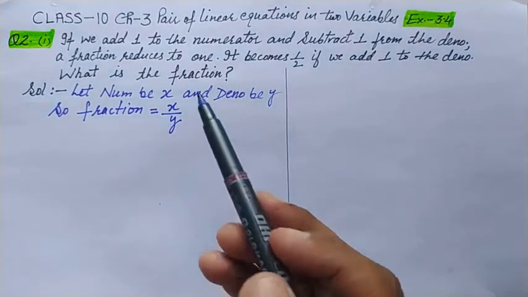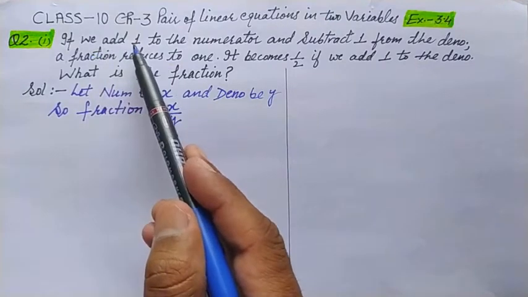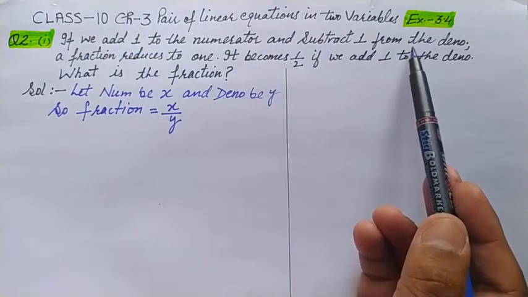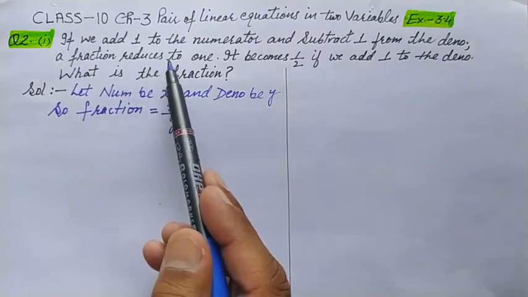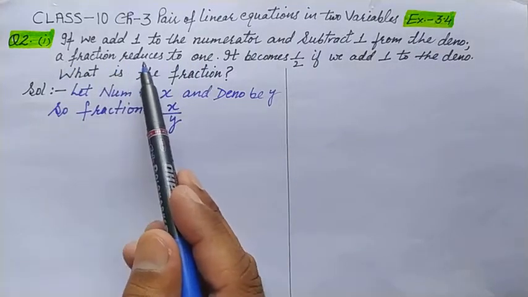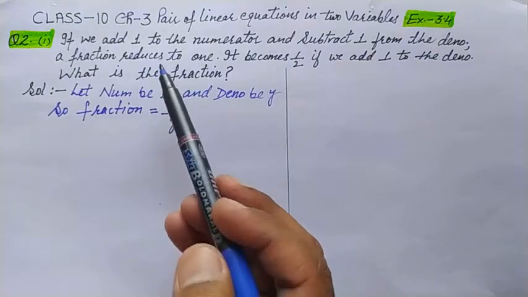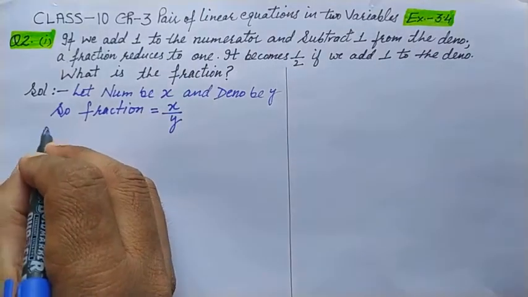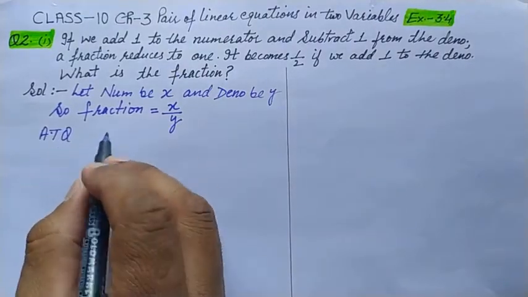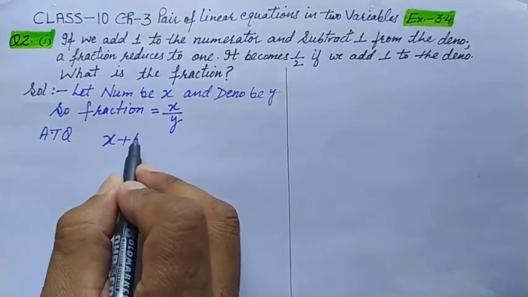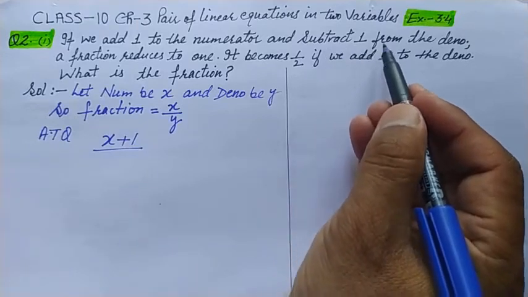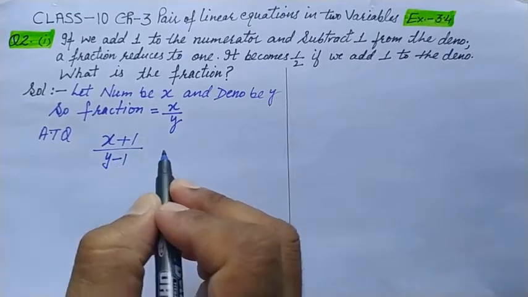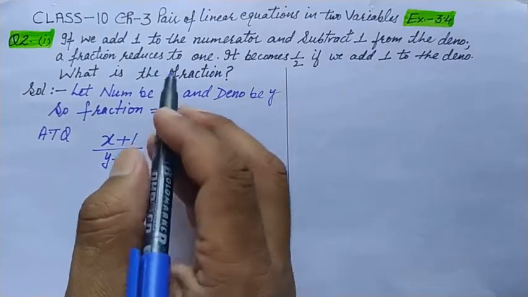So the first condition is, if we add 1 to the numerator and subtract 1 from the denominator, the fraction reduces to 1. It means the fraction becomes 1. So the first condition is when we add 1 in the numerator. According to the question, we have to add 1 in the numerator and subtract 1 from the denominator. So y is the denominator, we will subtract 1 from it. Then the fraction reduces to 1.